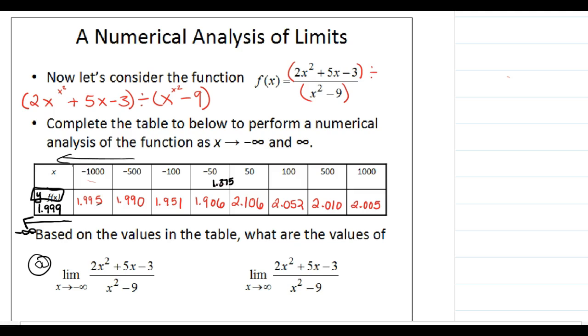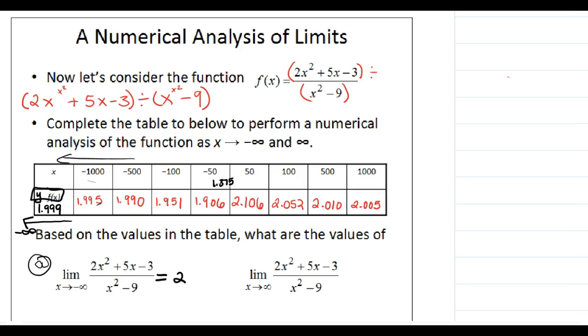And the thing with limits is I don't care about touching the value. I care about identifying what am I trending toward, what am I approaching, what am I heading toward, what am I converging on. So looking at this, I see that I'm getting closer and closer and closer to 2. 1.999 is pretty darn close to 2. So I could conclude that the limit as x approaches negative infinity of this function is 2.